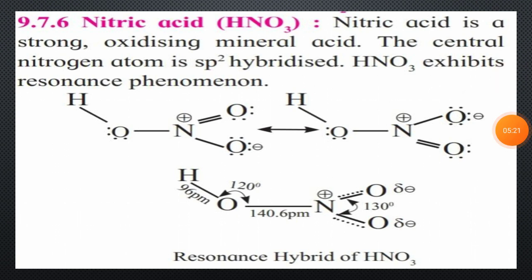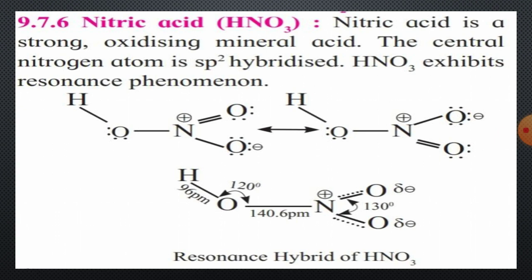So here student, nitrogen is present at the center and it is sp2 hybridized. Then three atoms of oxygen are linked to nitrogen. You see here three oxygen: one is present over here, another is here, and the one remaining hydrogen is linked to oxygen. Fine. So this is the resonating structure of HNO3, that is your nitric acid.